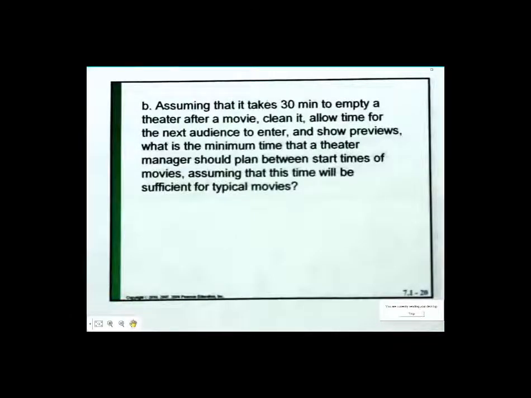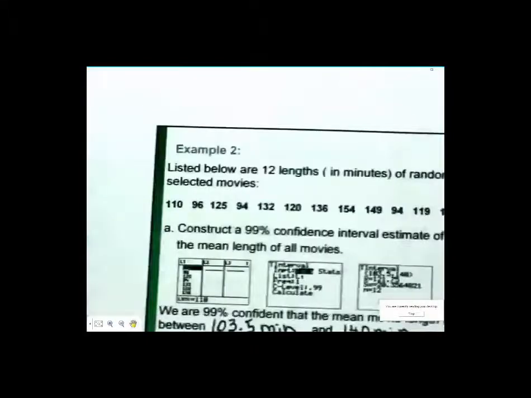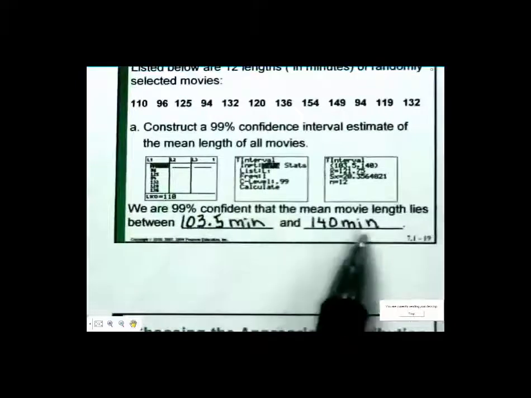Well, the average movie is going to last somewhere between 103.5 and 140 minutes. Which one of those ends of the range should you use if you don't want to take chances on running people out 30 minutes before the movie's over? You better use the upper one.